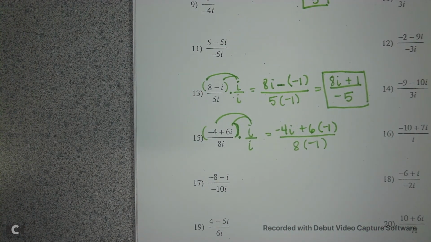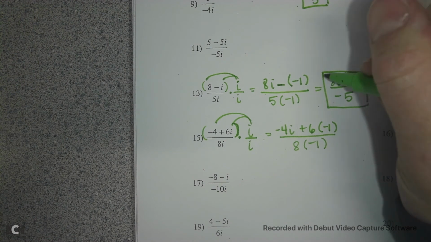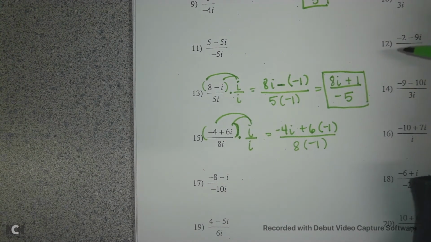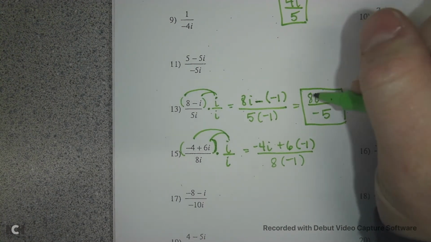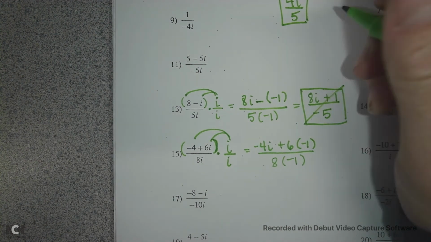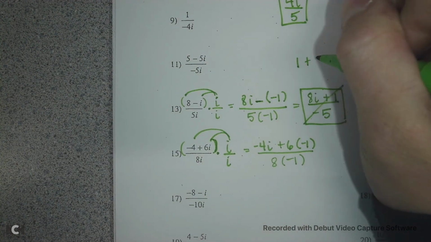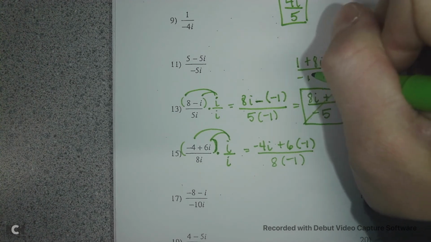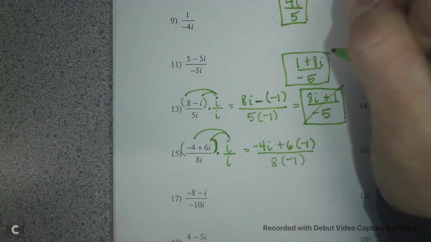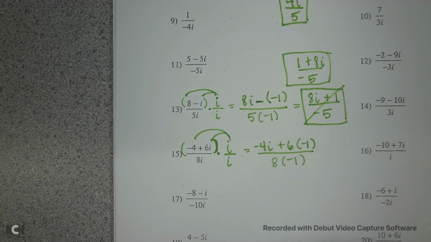Okay, let's simplify. Oh, shoot. Number 13, we need to rewrite. I totally forgot. We need to put the real before the imaginary. So this one should really be 1 plus 8i over negative 5. Sorry, my bad. I just thought about that when I was doing this guy.